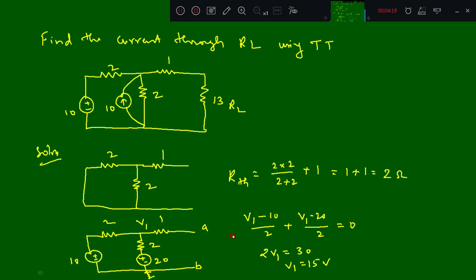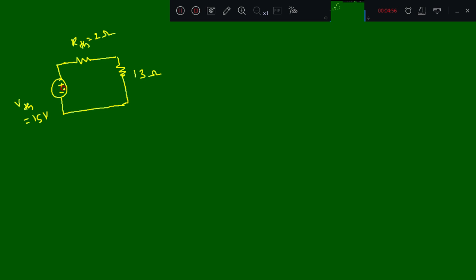Okay. So then the equivalent circuit we get is this: this is RTH, which is 2 ohm, then this is VTH equal to 15 volts, then here is the resistance RL, which is 13 ohm. If I find the current I flowing through this, it is minus 15 plus 15 I is equal to 0. So I will be equal to 1 ampere. So this is the current flowing through the 13 ohm resistor.